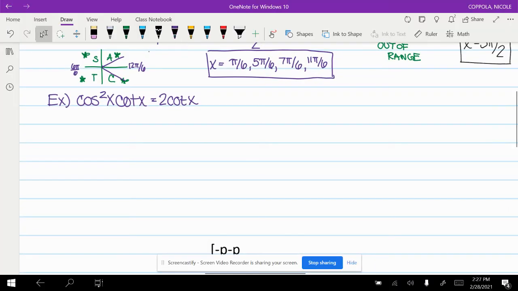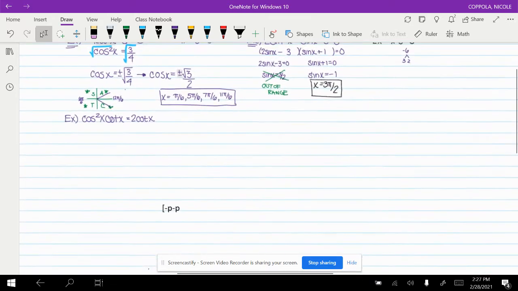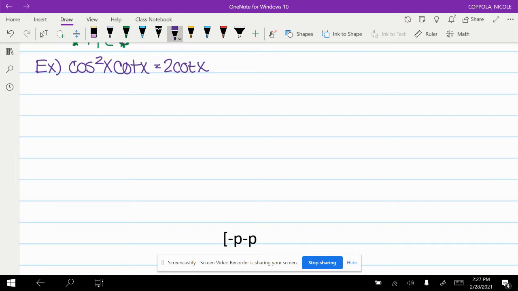Hello. So we have one more trig function equation that I'd like to solve with you. And this guy's a little weird because he's got two trig functions in one. Here we have cotangent and cosine squared. So there's a couple of different ways that you can use your knowledge here.